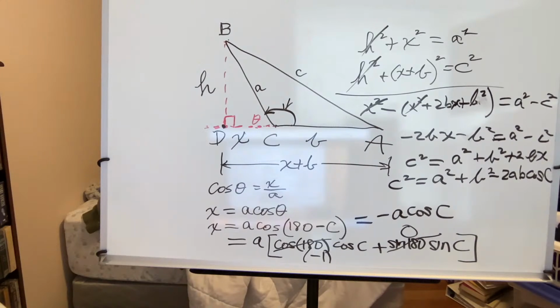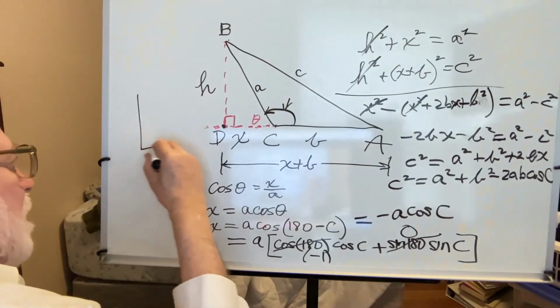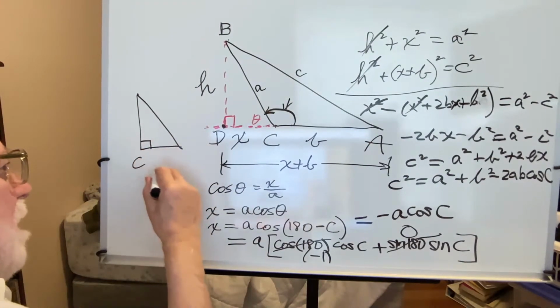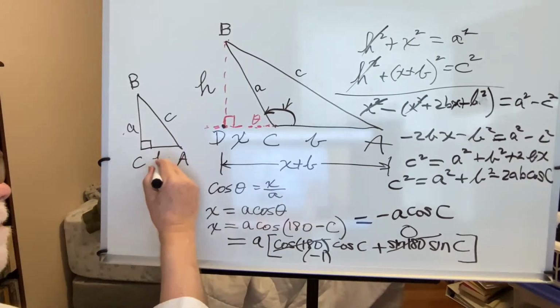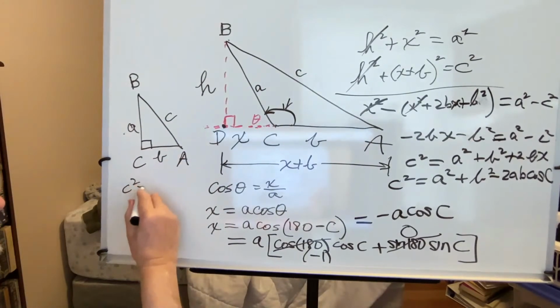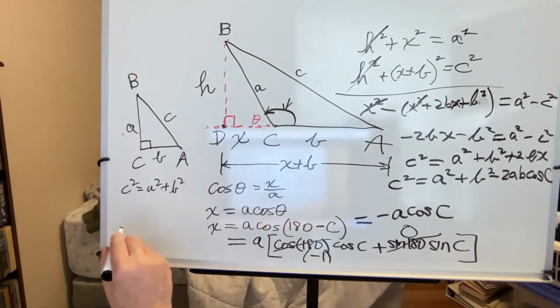Now we can discuss the very last case where the angle is a right angle. Where the angle would be a right angle, we would have angle C is a right angle. And that's going to be c squared equals a squared plus b squared by Pythagoras.